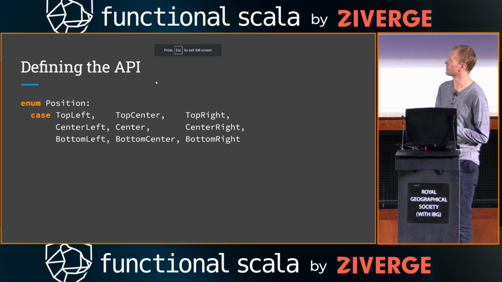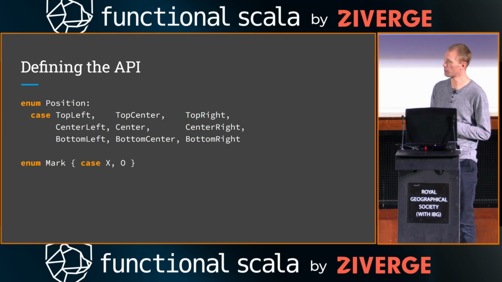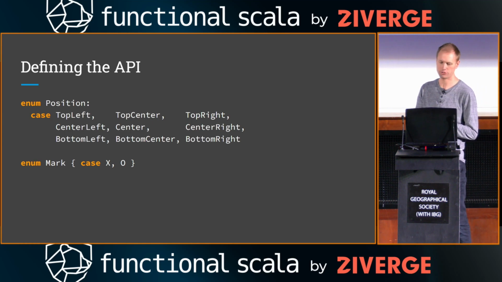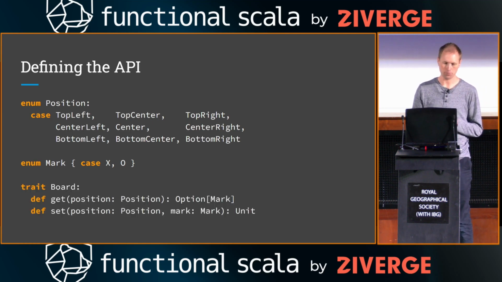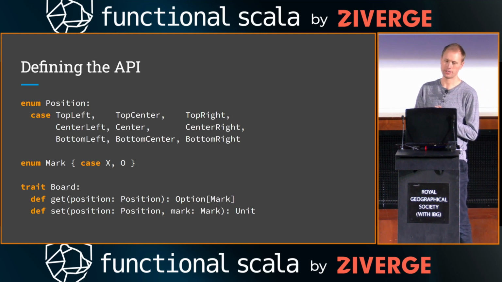Well, we know that there are some positions. We're going to enumerate them all the way from top left to bottom right. We also are going to have some marks. So we can have X's or O's. Those are the only 2 different marks. And then we are going to have this board state. And we can give it a position, and it'll give us back what mark is at that position. Option, because it might not have a mark there yet.